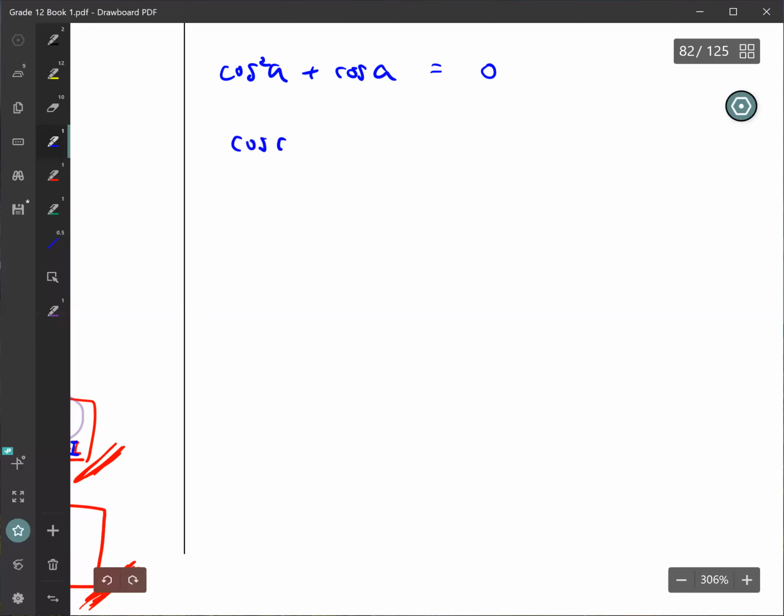Very good. Once you do substitution, after substitution it becomes either method 1 or 2, right? Method 3 is to try to make the question look like method 1 and 2. So take out cosine A, and what's left over will be cosine A plus 1. So once again, we are splitting, right? We split into cosine A equal to 0 and cosine A plus 1 equal to 0.